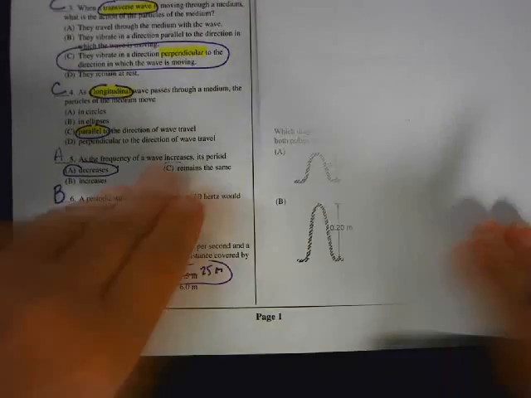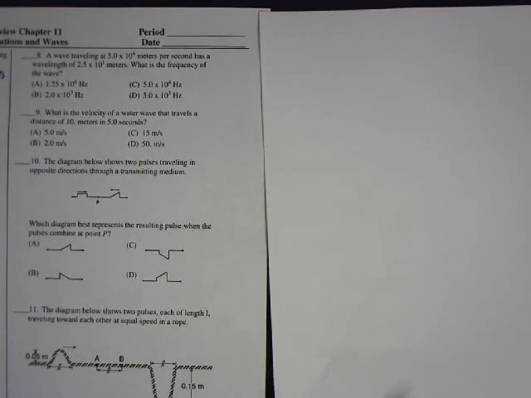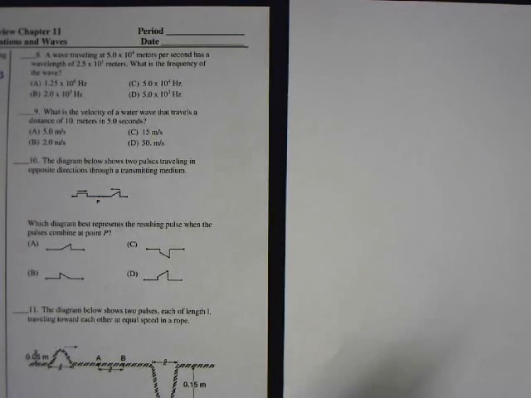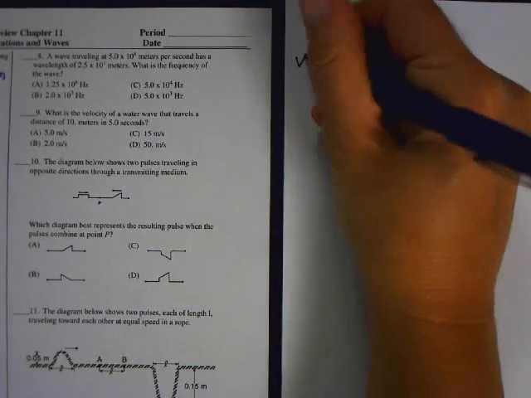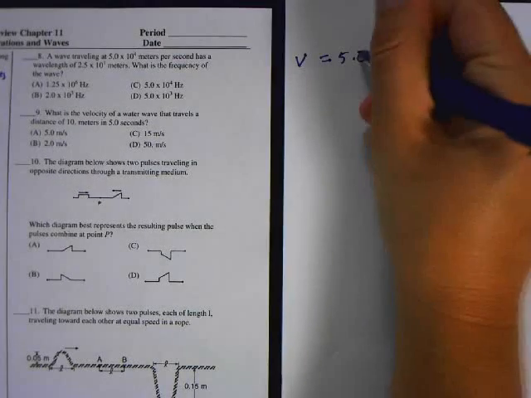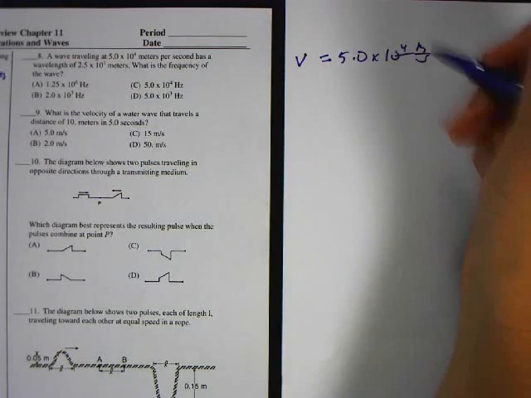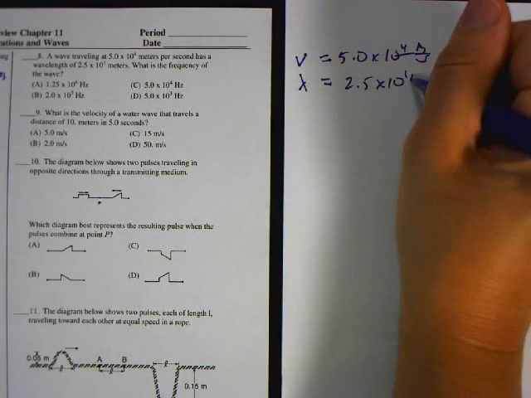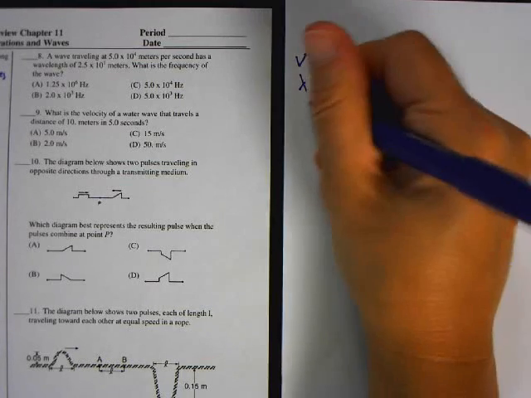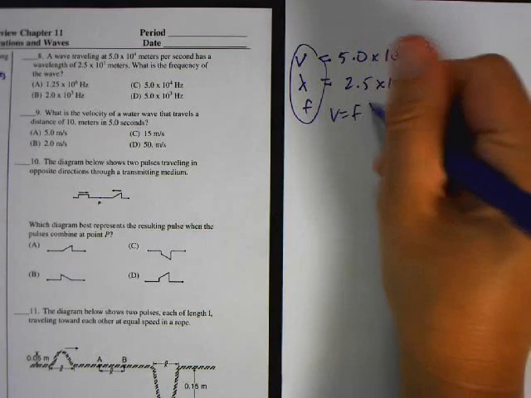All right, now we're going to look at number 8. So number 8 says, a wave is traveling at 5, so that's the velocity, so v is equal to 5.0 times 10 to the 4 meters per second. It has a wavelength, that's lambda, 2.5 times 10 to the 1 meters. What is the frequency? So I want to find f. So the equation that relates these three is v is equal to f lambda.